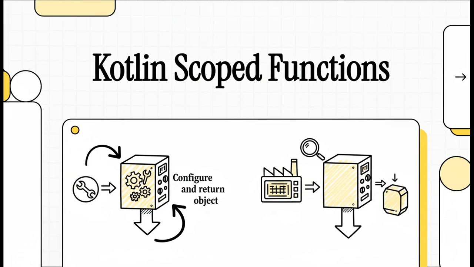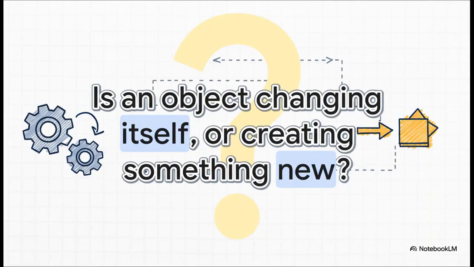All right, today we're diving into one of Kotlin's most powerful and sometimes confusing features, scoped functions. Now, these are incredible tools that let us run code inside the context of a specific object. And you know what? Mastering them really boils down to asking one single clarifying question. And this is it. This is the whole game. Is an object changing itself, or are you using it to create something completely new? If you can answer that question, you'll know exactly which function to use.